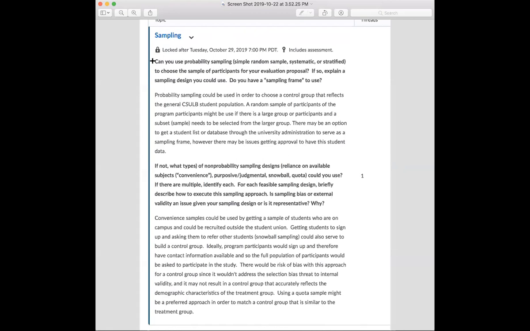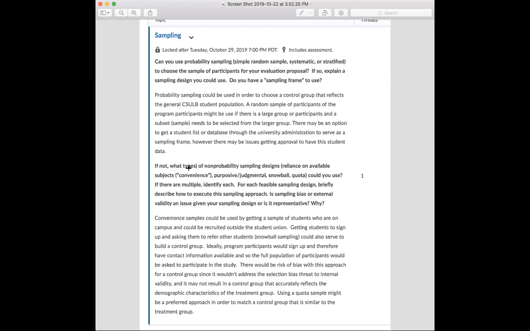Can you use probability sampling? So any type of random sampling, whether simple, systematic, stratified, cluster, any of those, to choose a sample of participants for your evaluation proposal, right? This might be your control group, this might be your treatment group, or it might be both. If so, just briefly explain which sampling design you can use and whether or not a sampling frame exists, right? So is there a data system or something like that that can be utilized as a sampling frame to help you choose people from it, right?